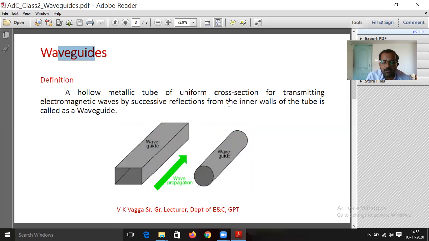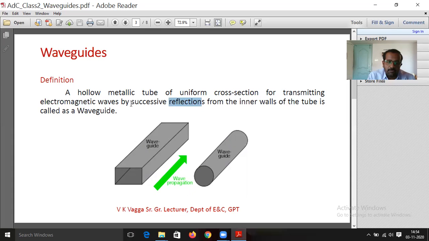If a signal is to be transmitted into the waveguide, it is transmitted as electromagnetic waves. In this case, each of the successive waves gets reflected by the inner walls of the tube and is transmitted from one end to the other end. Already you know about the microwaves: they get reflected by metals and are refracted by non-metals. It has been studied in the previous class.